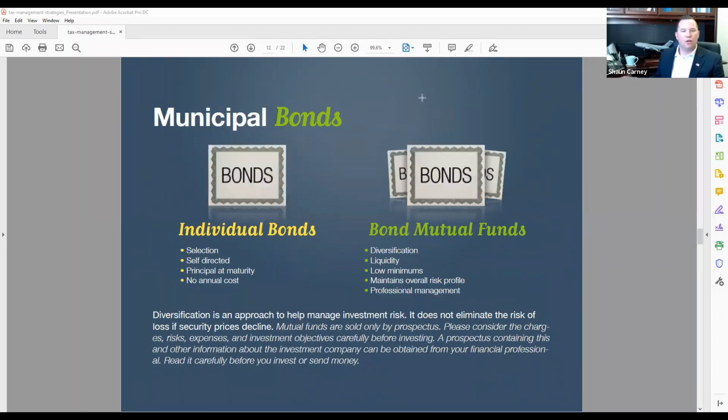All right, so municipal bonds come in a couple different ways. We look at individual bonds. Usually we talk about these at par. So you pay $1,000, you get a 5% coupon back, and you get to have the choice about where you want that money to go. So you can buy an individual bond.